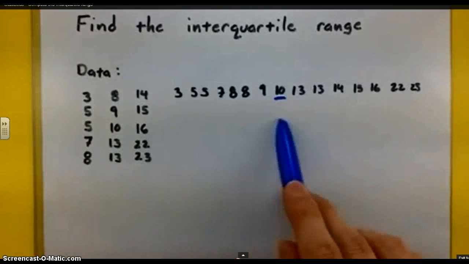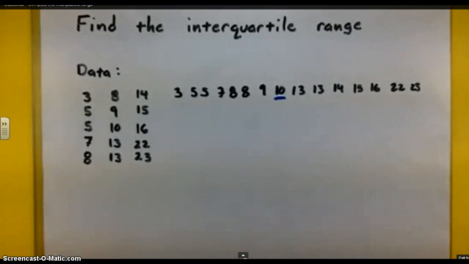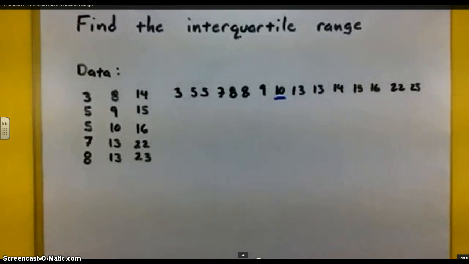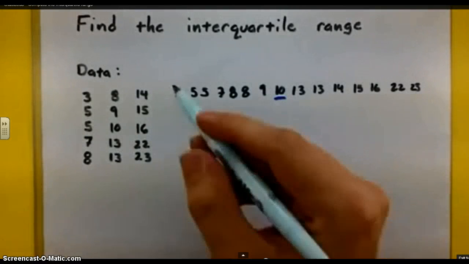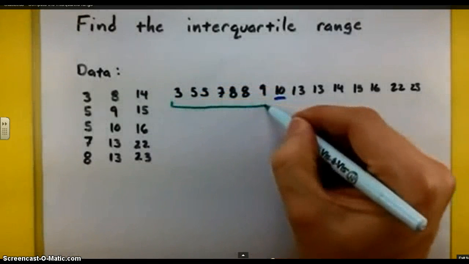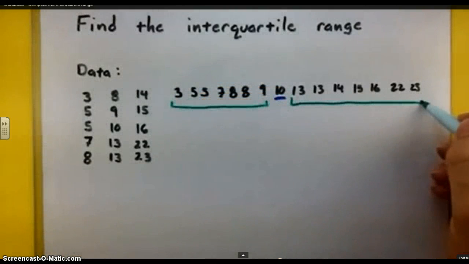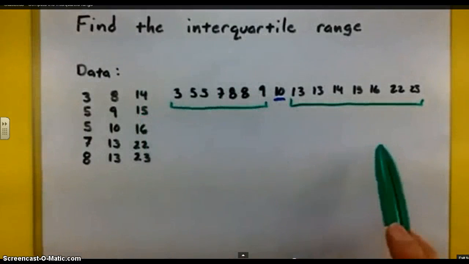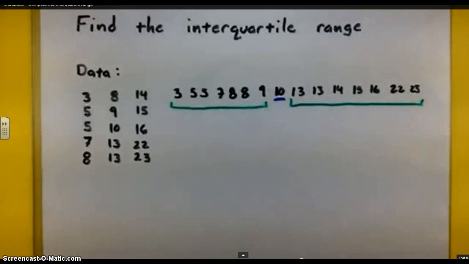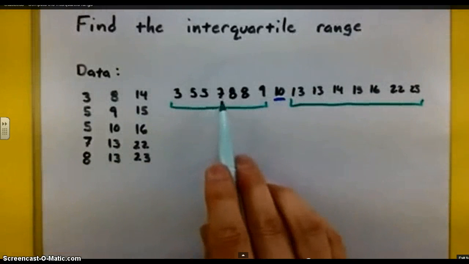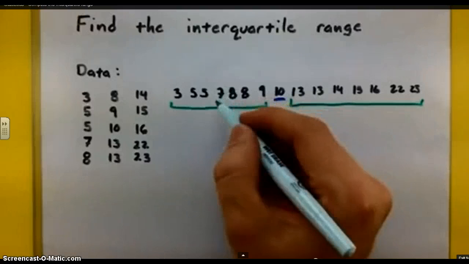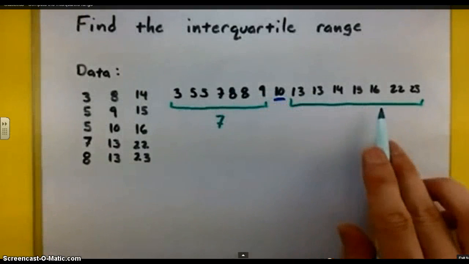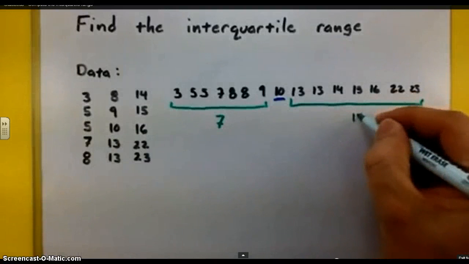Now since we have an odd number of data points here, when I go to find the median of the lower half and the upper half, I'm not going to include the 10. There we go. So now let's find the median of this lower half and the median of the upper half. Let's say I got 1, 2, 3, 4, 5, 6, 7 values here. The median would be the 7. Let's see, for the upper half, looks like the median would be the 15.